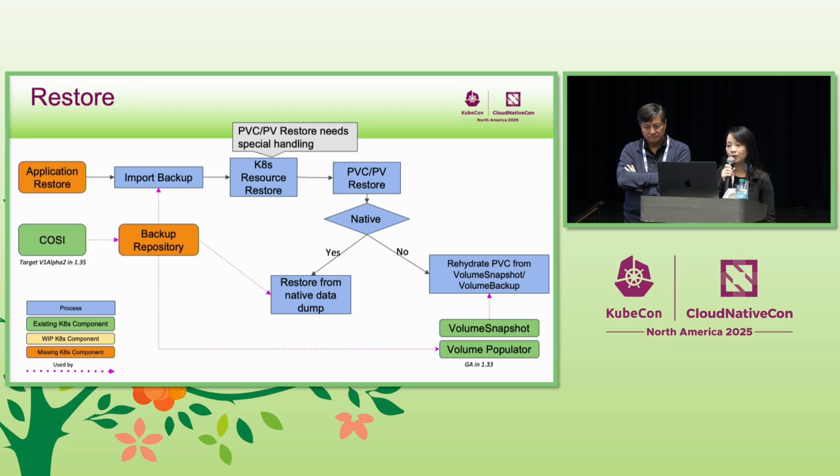We have a volume populator here. That's a feature that moved to GA in the 1.33 release that allows you to create a PVC from an external data source, such as a backup, not just a volume snapshot or another PVC.